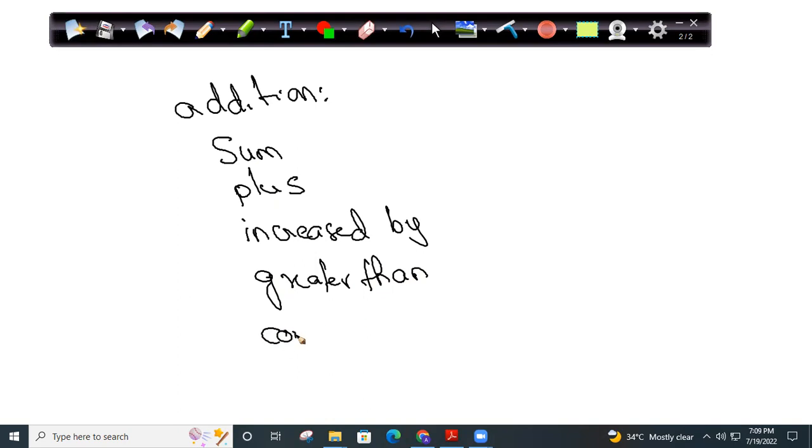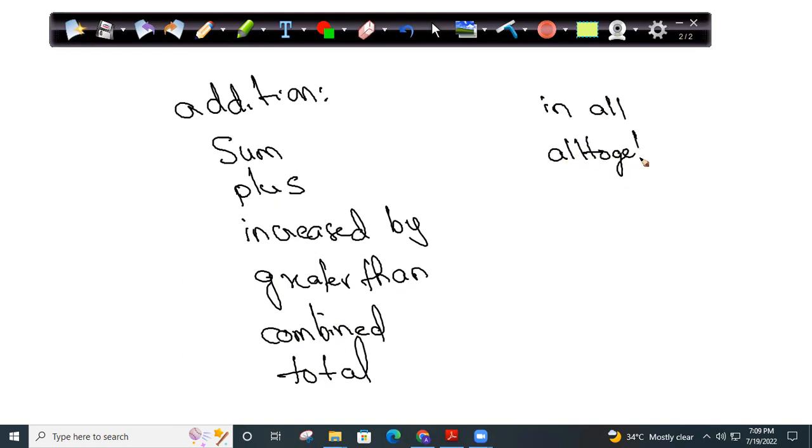We can also say combine. We can also say total. We can also say in all or all together. So generally these are the words that represent sum, plus. You can also say added to, x is added to y, or plus. So generally, whenever you see these words, total, combined, greater than, increased by, we are referring to addition.